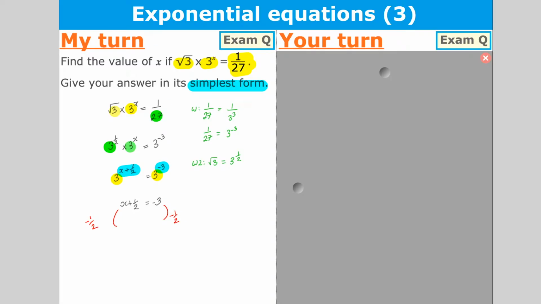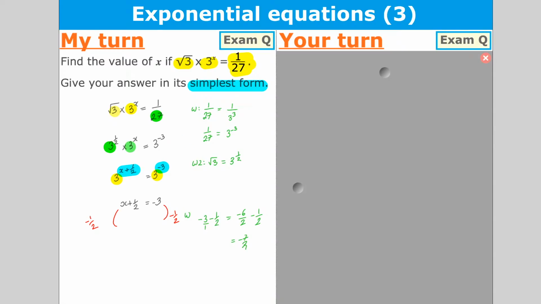I always like leaving my answer as an improper fraction, so let me do some working over here. What's negative 3 subtract a half? Well, negative 3 is really negative 3 over 1. I'm going to make that over 2, so multiply top and bottom by 2. Negative 6 over 2, take away another half. I would get negative 7 over 2.